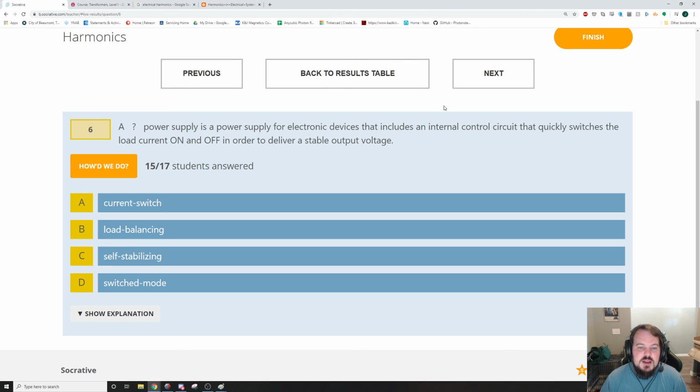A switched mode power supply is a power supply for electronic devices. This is talking about ways to counteract harmonics, and a switched mode power supply is one of the primary ways to counteract harmonics.